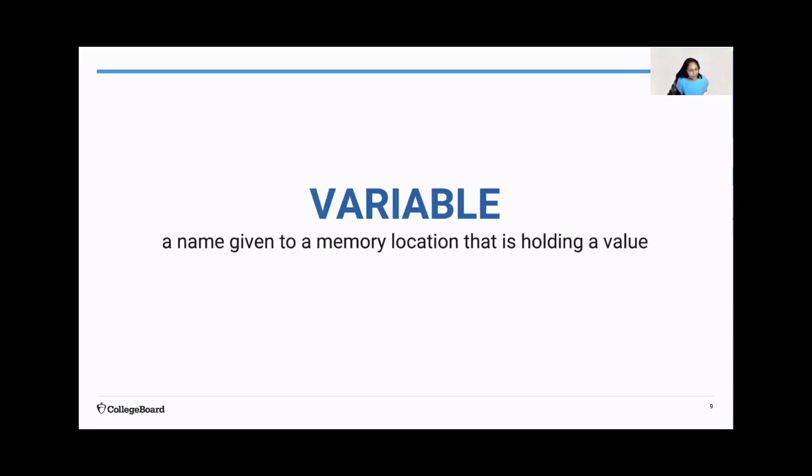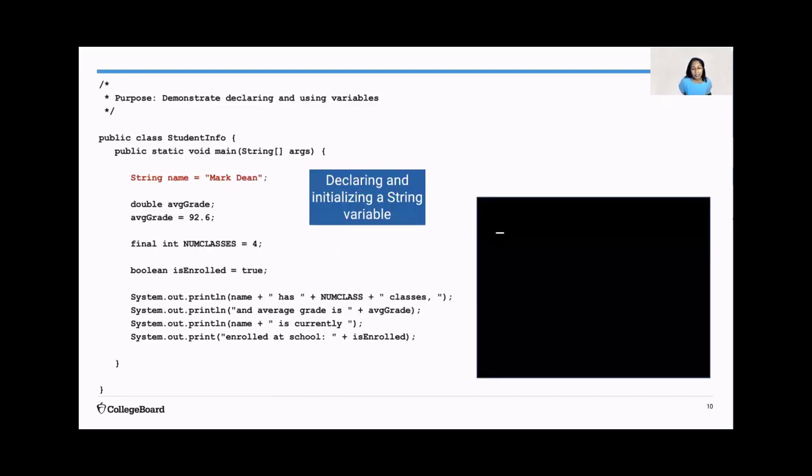So quite simply, a variable is just a name that's given to a memory location that's going to hold a particular value. So for example, in the previous video, we had a string of text that was stored inside of an envelope that had a name. So that was the memory location for that information. So let's look at this example program.